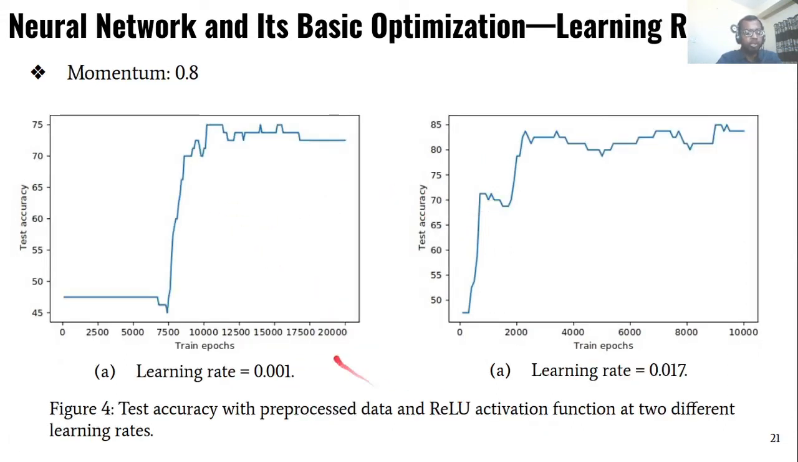Now later when we worked with pre-processed data and changed the learning rate, when our learning rate was around 0.001, our maximum accuracy was roughly around 75%. Now when we increased that learning rate to around 0.017, if we notice, the highest accuracy was around 85%. So this is the best possible result so far we achieved using backpropagation optimization.